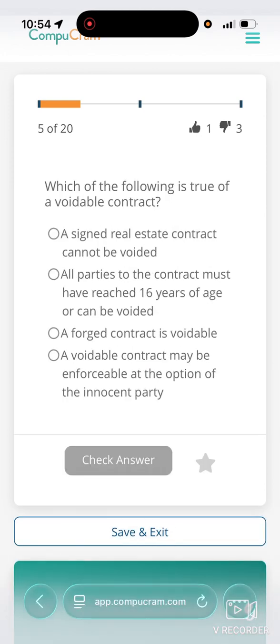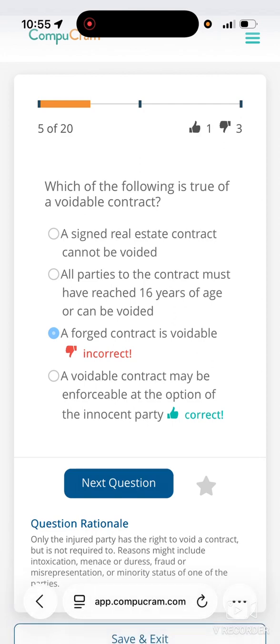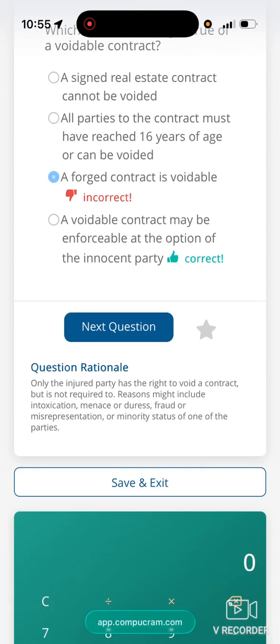All right, number 5. Which of the following is true of a voidable contract? A signed real estate contract cannot be void. All parties to the contract must have reached 16 years of age or it can be voided. A forged contract is voidable. A voidable contract may be enforceable at the option of the innocent party. Let's go with C. Oh, it was D. It was the last one. So a voidable contract may be enforceable at the option of the innocent party. Only the injured party has the right to void a contract, but is not required to. Reasons might include intoxication, menace or duress, fraud or misrepresentation, or minority status of one of the parties.